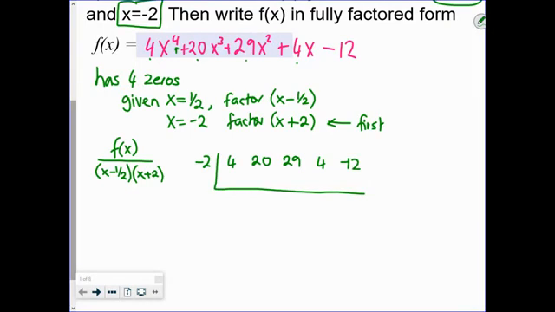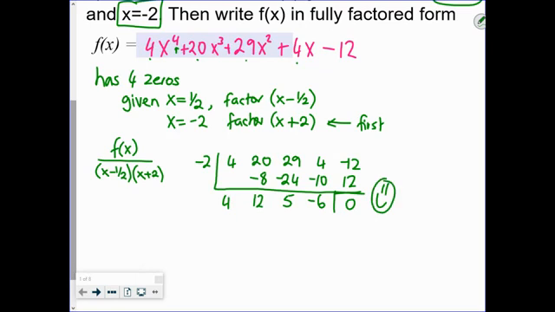Now, I was told it is 0. So my remainder had better be 0. If it's not, I know I've made a mistake, and I just erase what I've done and start again. Bring down your first, multiply it back, add them together, multiply it back. Oh, that would be negative 24. Add them together, multiply it back, add them together, multiply it back, and my 0, negative 12 plus 12 is 0, and my remainder is 0.